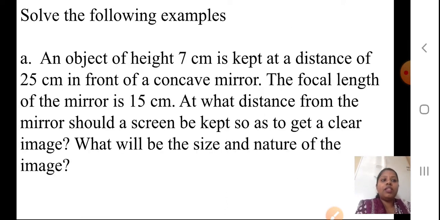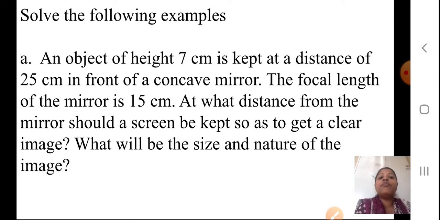Starting with the first one: an object of height 7 centimeter is kept at a distance of 25 centimeter in front of a concave mirror. So this is a concave mirror. The height of the object is given as 7 centimeter and the distance of the object from the mirror is 25 centimeter. The focal length of the mirror is 15 centimeter. At what distance from the mirror should a screen be kept so as to get a clear image?